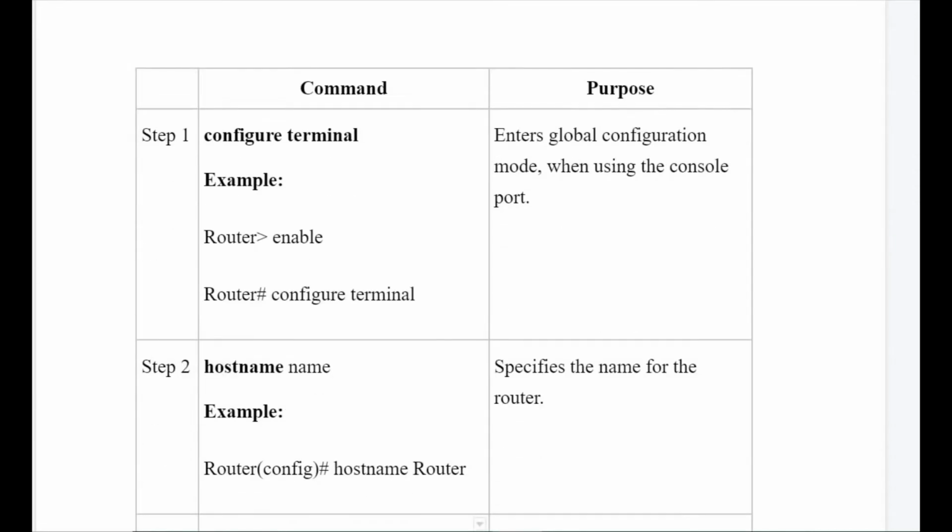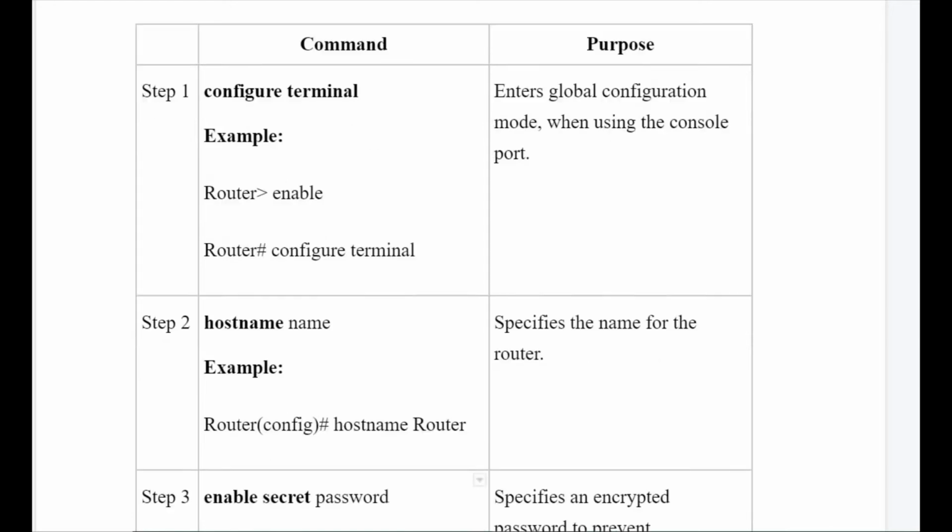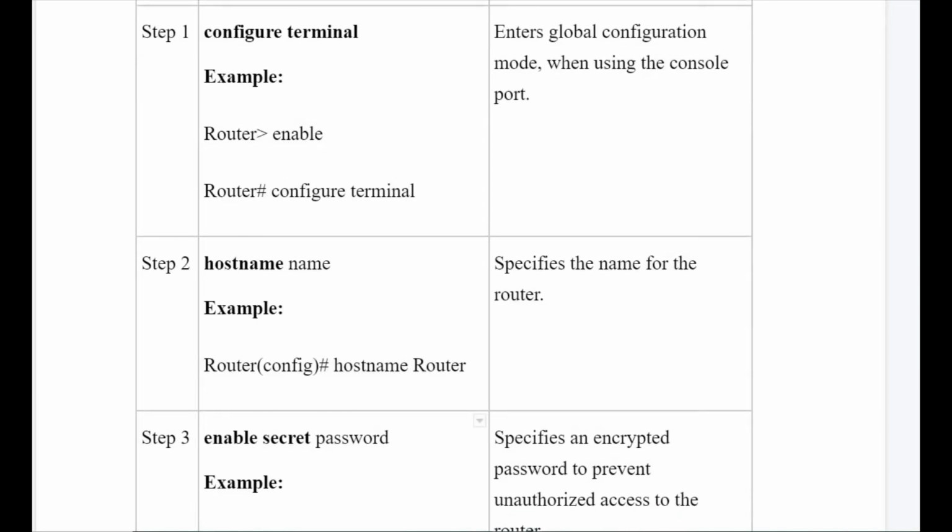You can see here the command is configure terminal. Example of how we'll configure: the router will go to enable mode and then we'll write configure terminal. What is the purpose? It enters global configuration mode when using the console port. So we are going to the configuration mode using this command, configure terminal. Next is hostname. So here you can see we have gone to configure mode.